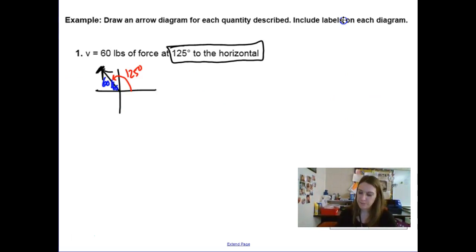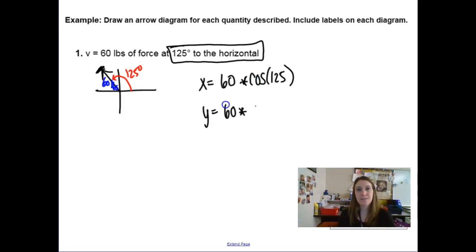Let's do this one. So the horizontal and the vertical component. It's the magnitude, which is 60 pounds, times, and even though it's an obtuse angle, that's still the angle we want to use. It's the angle with the positive x-axis, so that's 125 degrees. So 60 times the cosine of 125, and this one's going to be 60 times the sine of 125. Now remember how coordinates work. If this is your vector, your x-coordinate should be negative, and your y-coordinate should be positive, so don't be surprised when that happens on your calculator.